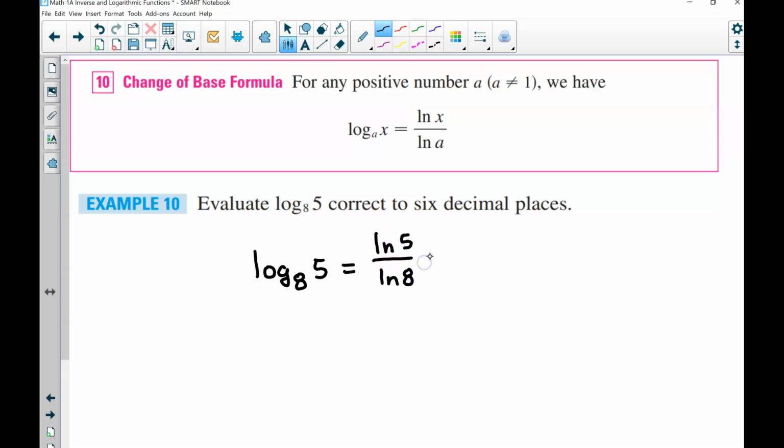Now the reason why this formula exists is because you don't have a base of 8 in your calculator. So if you use the change of base formula, then you're able to come up with an approximation or an exact answer. And again, since we're finding it to 6 decimal places, this would be approximately 0.773976.